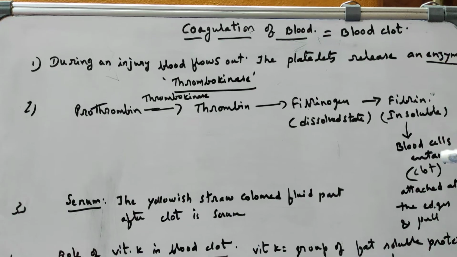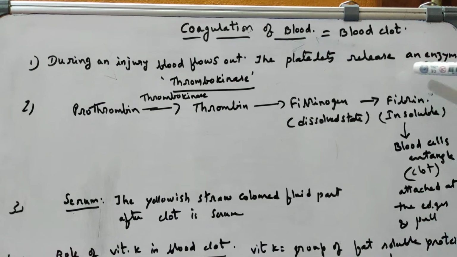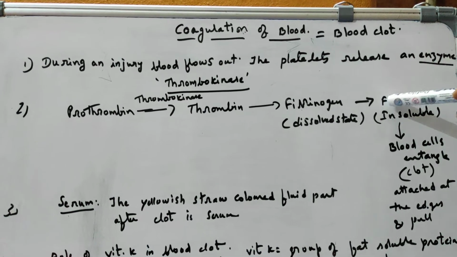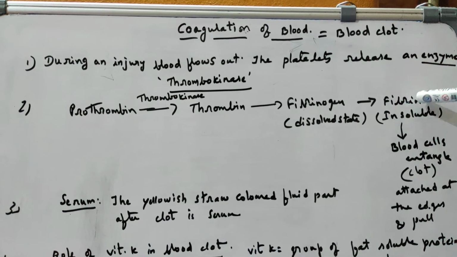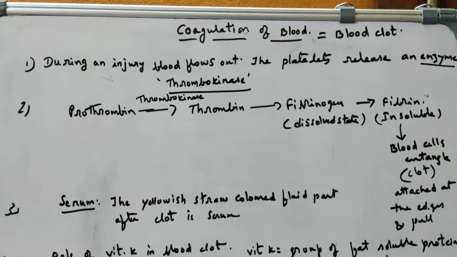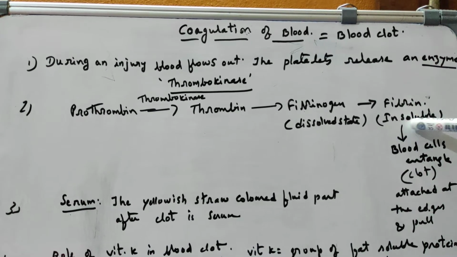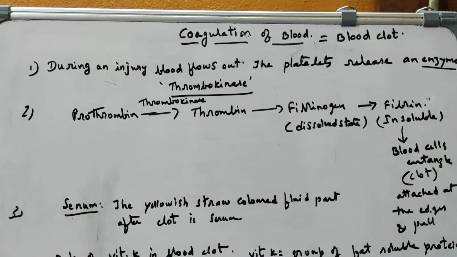Then the blood cells entangle here. Some cells are already there in the blood, which we call blood cells, and these blood cells will be entangled in this fibrin because it's just like a network or thread. So these blood cells will entangle in this fibrin. Then that is nothing but the clot.